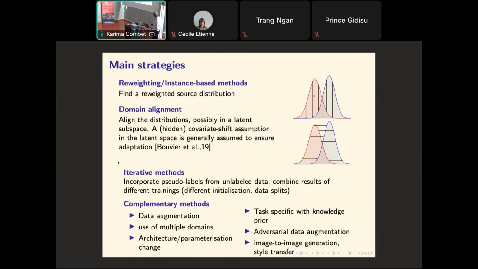Okay. So what are the main strategies? The idea will be that you can take the two distributions, source and target, and what you can try to do to align two distributions is to decrease the importance of the source data that do not share the same support as the target, and increase the importance of the source data that lie in the support of the target distribution, which is called reweighting. You can also try to align the distributions in a new latent space to move the source distribution closer to the target one. And this can be done by different methods like iterative approaches or domain alignment that we will see later.